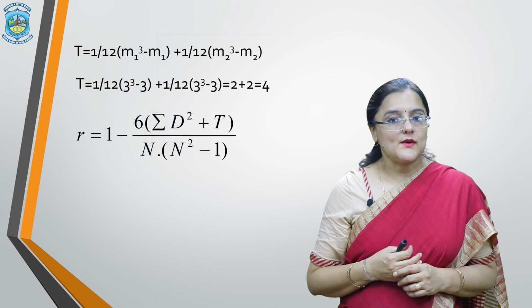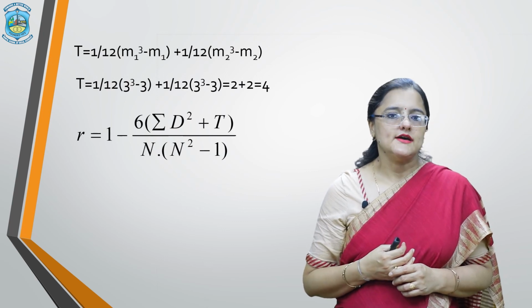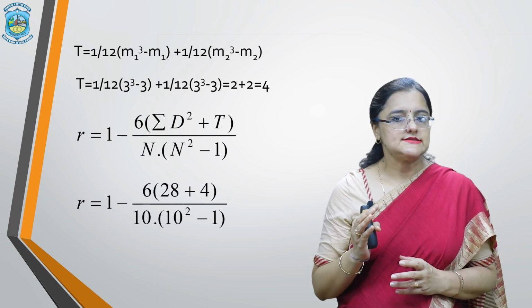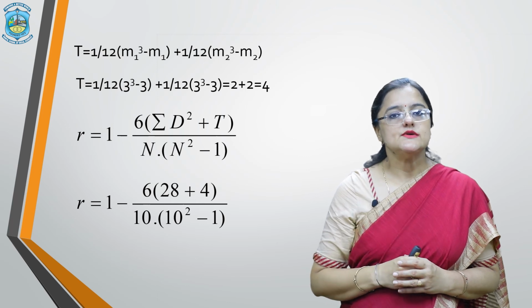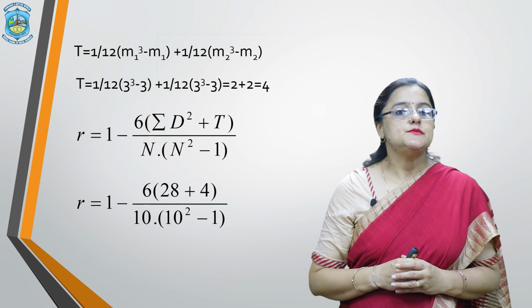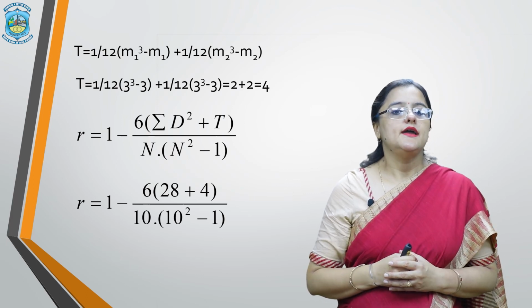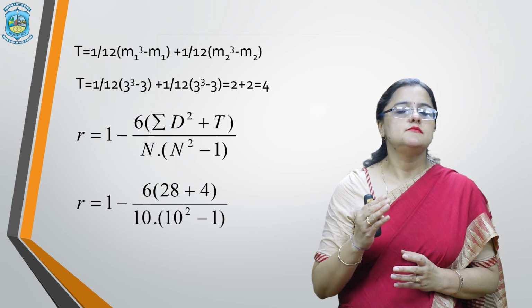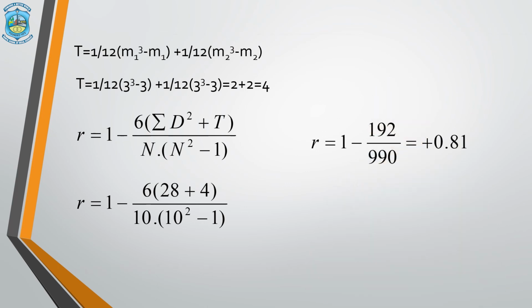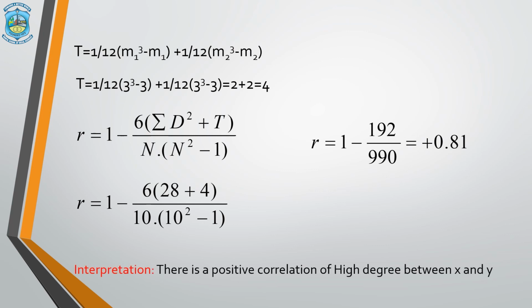Now after calculating all the required values, let's put the values in the formula. Spearman's correlation coefficient will now be equal to 1 minus 6 summation d square, the value is 28, plus t, the value which we have calculated is 4, 28 plus 4 in the bracket, divided by, there are 10 pairs of values, so 10 bracket 10 square minus 1. The value of correlation coefficient here is coming out to be 0.81 positive. So this indicates that there is a strong positive correlation between the two variables x and y.